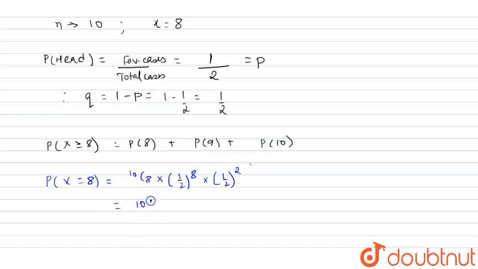So 10 factorial. Okay, let's first revise what is 10C8. 10C8 is nothing but our nCr formula, as you can see over here. The nCr formula is nothing but n factorial upon r factorial into n minus r factorial.